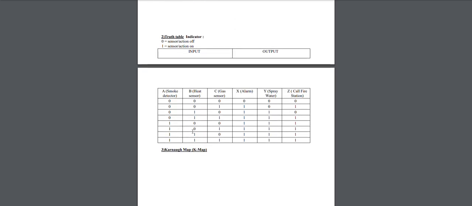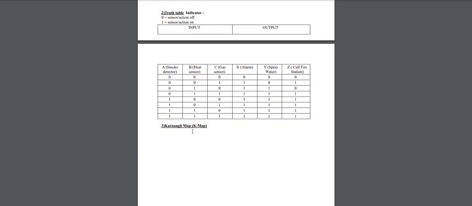Then, let's move on. The system description: we have the inputs, which are A, the smoke detector, B, the heat sensor, and C, the gas sensor, and the outputs X, which is the alarm, Y, which sprays water, and Z, which calls the fire station.